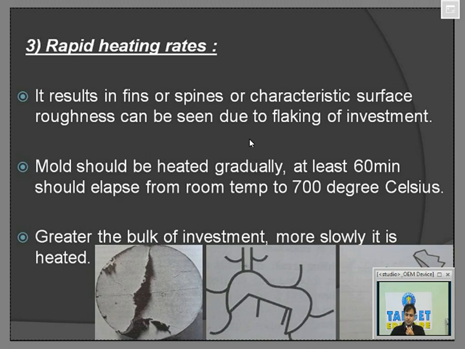So the explanation for this is that when rapid heating is occurring, it results in fins or spines, a characteristic surface, like you can see in the diagram. These projections on the casting surface are called the fins or the spines. The precaution that should be taken is that the mold should be heated gradually, or at least 60 minutes should elapse from the room temperature to 700 degrees Celsius.